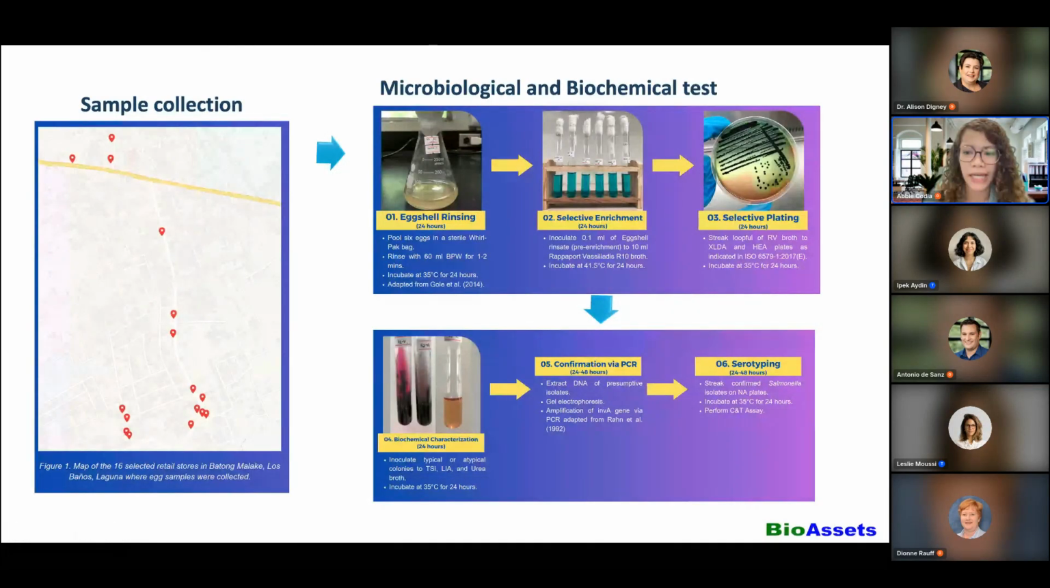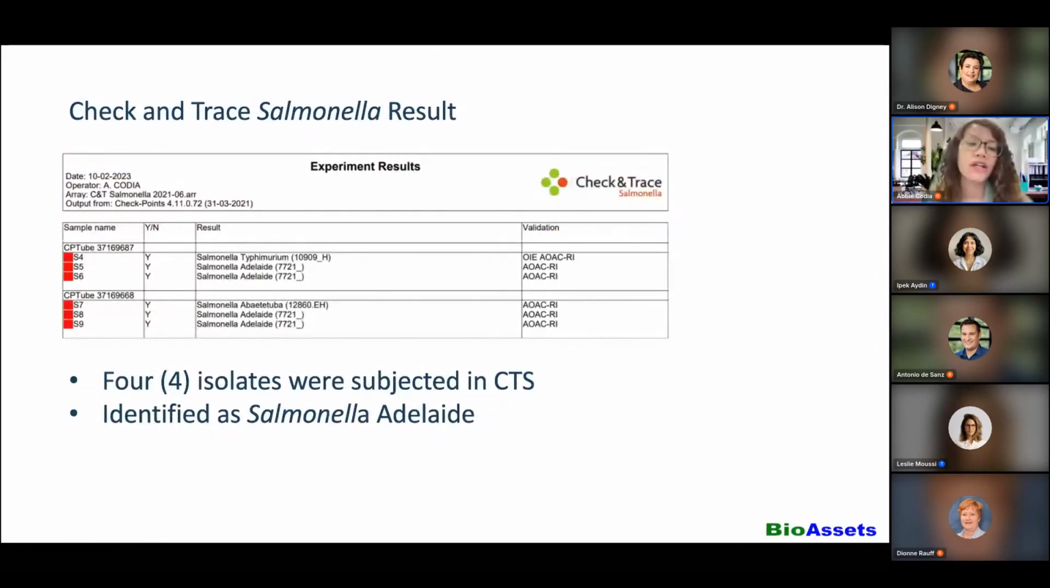serotyping. They have many isolates, but we just used four isolates to identify the serovar. As you can see, I have a control, a Salmonella Typhimurium and a sample, and then S5, S6, S8, and S9 were the isolates, and they were identified to be Salmonella Enteritidis.